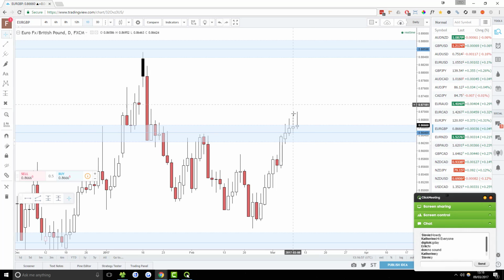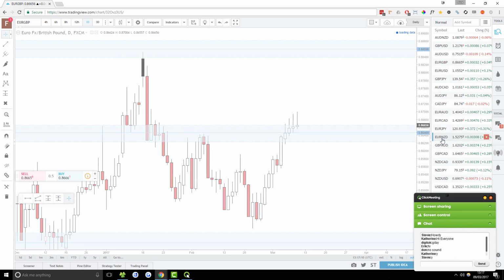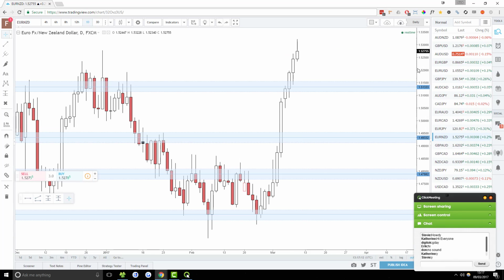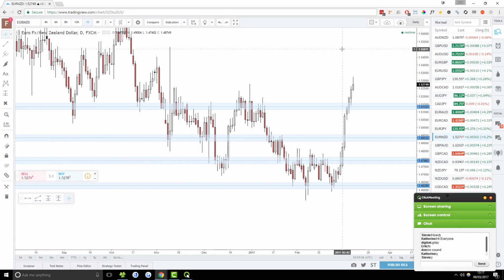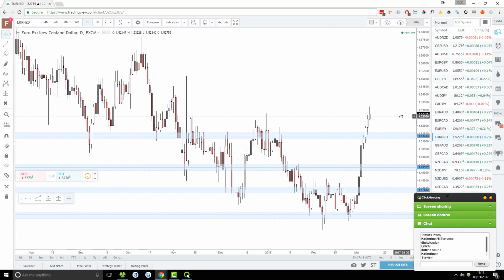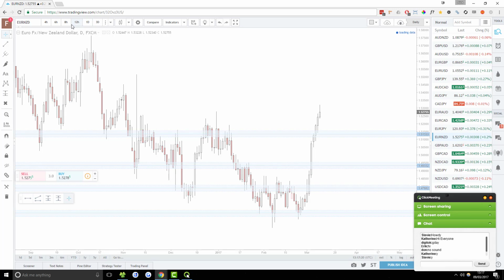I mean, I don't know. This is going to be a tough one to actually want to enter because it's worked its way pretty high into the resistance. But yeah, it's worth watching. But yeah, it's probably not going to be traded. Euro New Zealand just working its way up. We need some new support resistance on this one, to be honest. I'll do that later though.